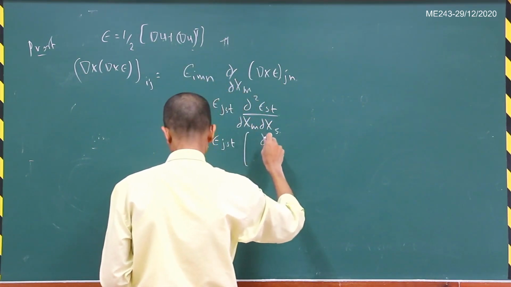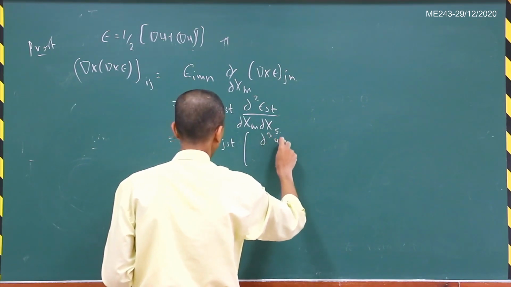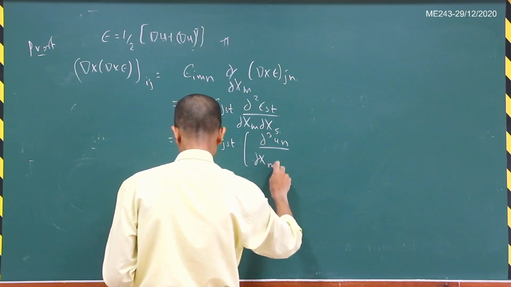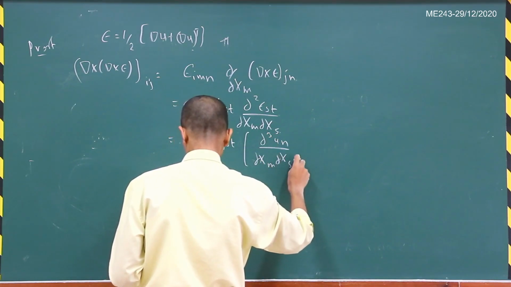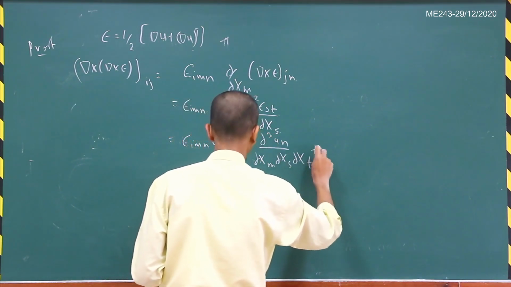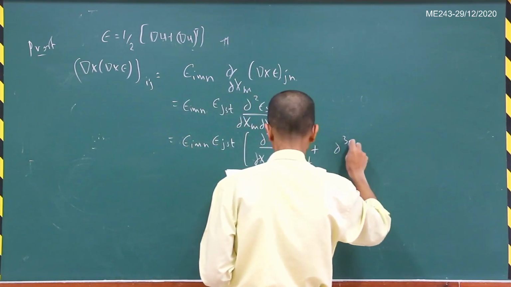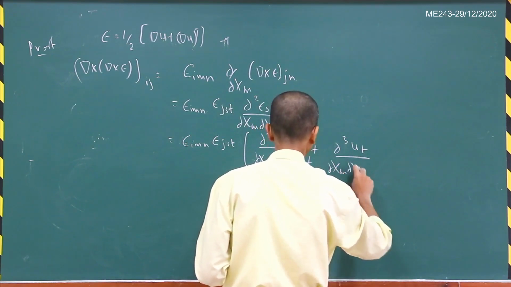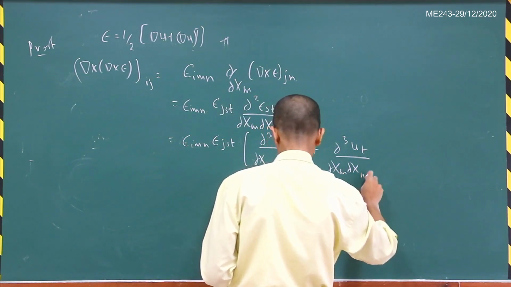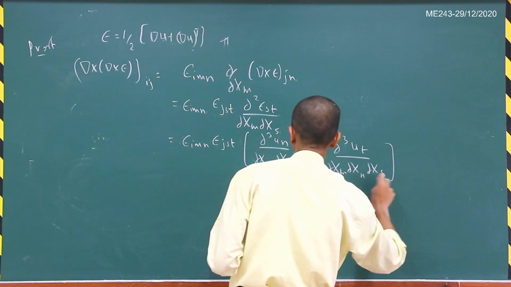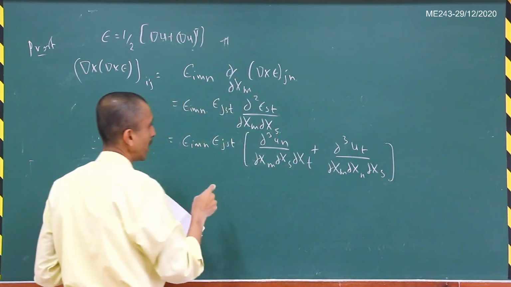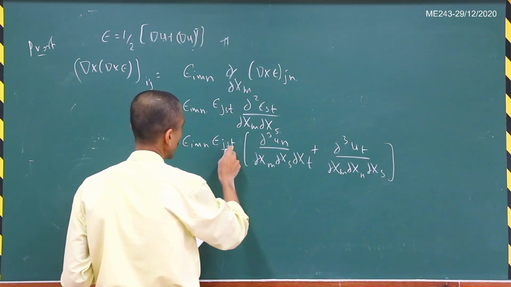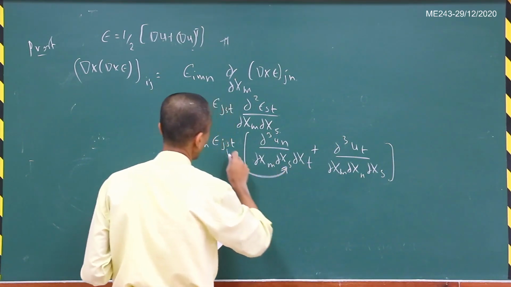So you will get that this is ∂/∂x_m of ∂ε_un/∂x_s ∂x_t plus ∂/∂x_m of ∂ε_ut/∂x_n ∂x_s. Okay. Now here, so you will associate. Let us see this. So this is JST. So you associate this with this particular term here, okay?